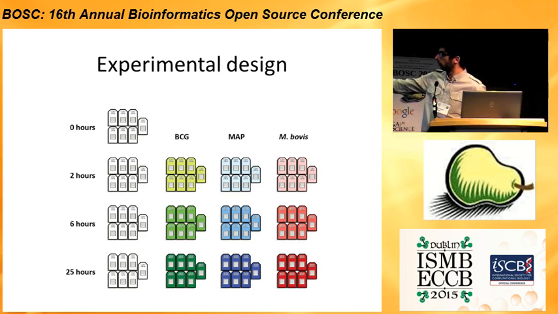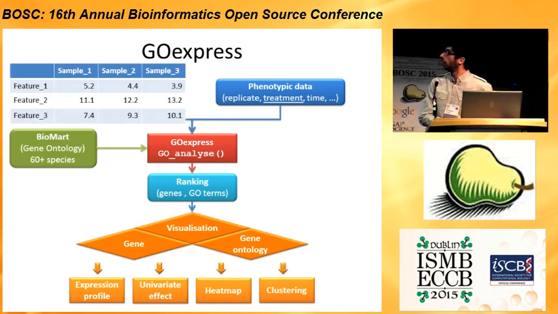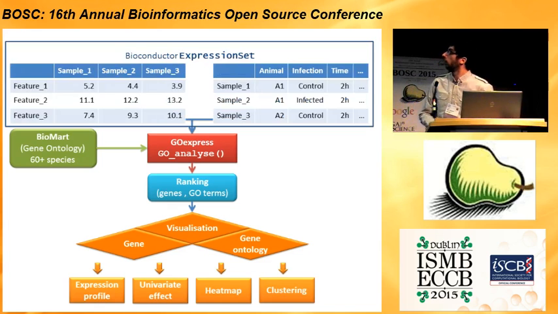You've got 4 infections, 5 animals after filtering, and 3 time points post-infection and 1 before infection. What you typically have in transcriptomics datasets is normalized expression data, filtered for genes that are expressed above a certain cutoff. In this case, it's microarray, and then you have your phenotypic data. In this case, you have replicated treatment and time. It will be interesting to see what makes treatments different. So essentially, those 2 matrices.